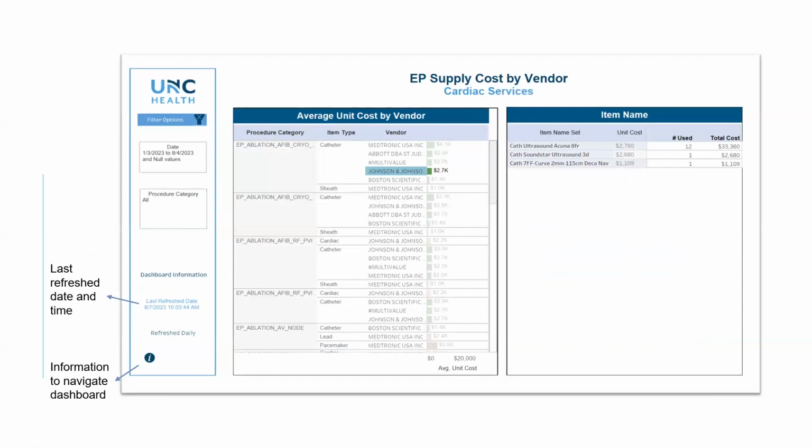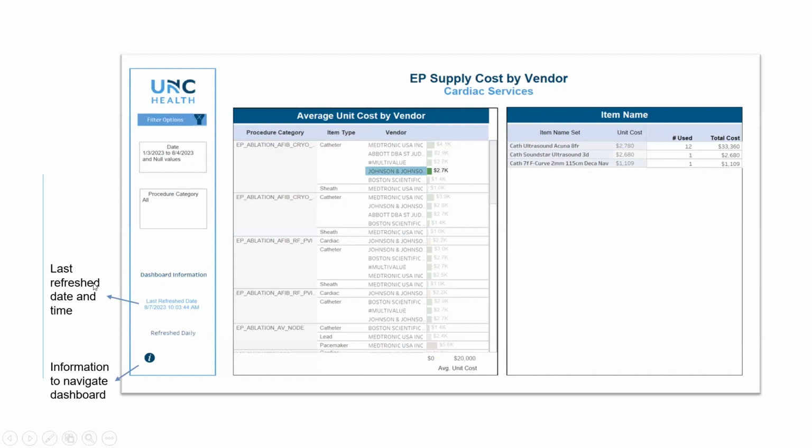Then this dashboard, the purpose of this was to see the supply items and the different vendors that provide that supply item. And on clicking on any of these categories, we could have a more detailed look at the different item types and their unit cost and how many of those items were used and their total cost.